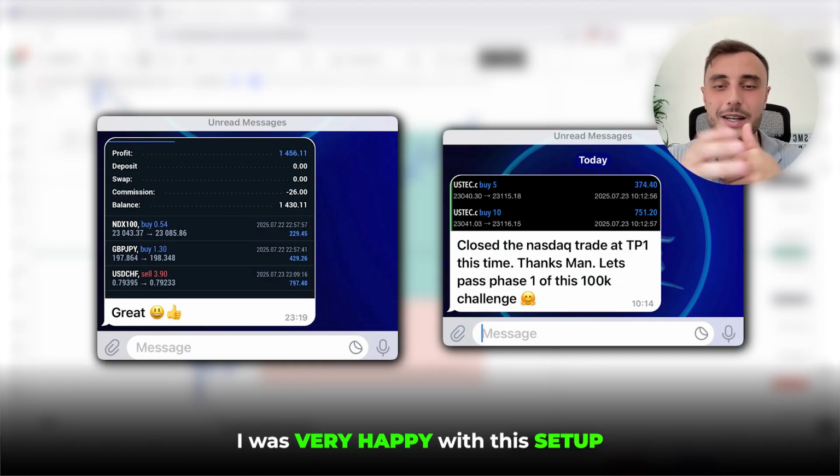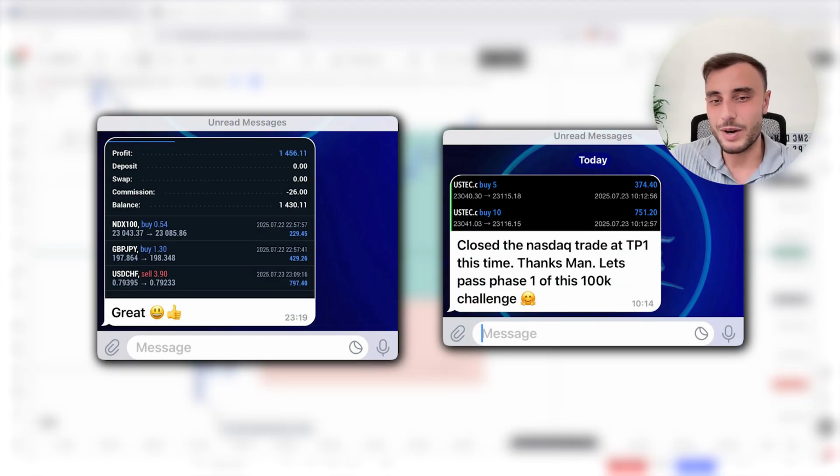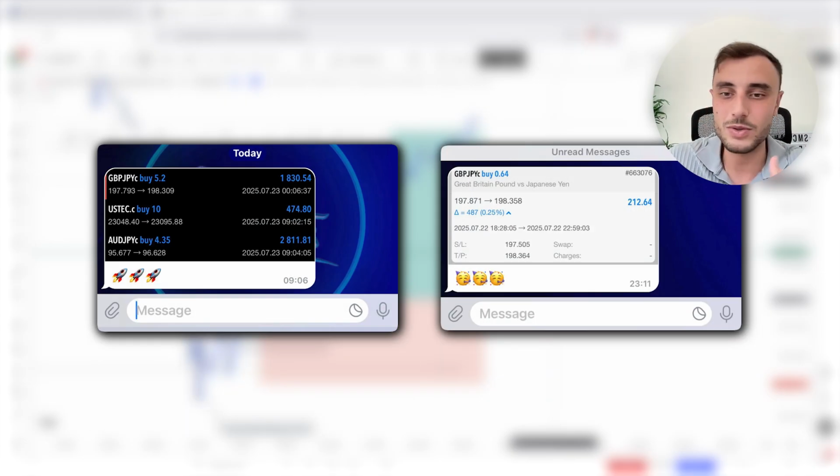And not only myself, you guys, the people that are in my community, were able to secure amazing profits on this setup. I will drop some pictures on the screen right now. Profits on your funded accounts, on your challenges.